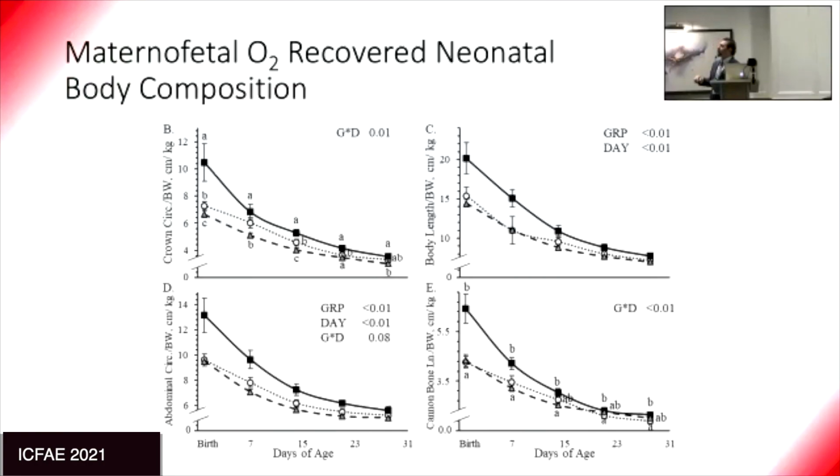And you see that at birth, especially, these IUGR lambs are not only smaller, but they're asymmetric in body composition. And they stay that way. It gets a little better as they advance towards that 30-day period. But the IUGR lambs that had received the prenatal oxygen, again, look much more like the controls than they do the IUGR group.